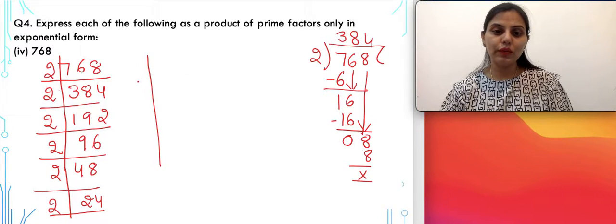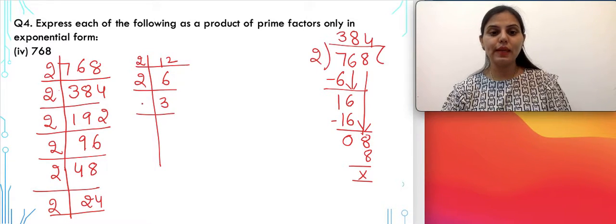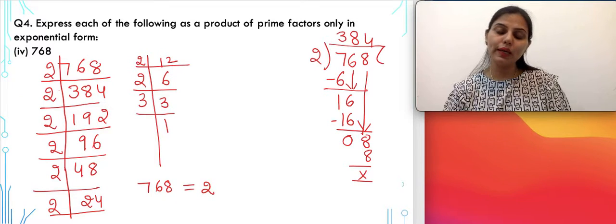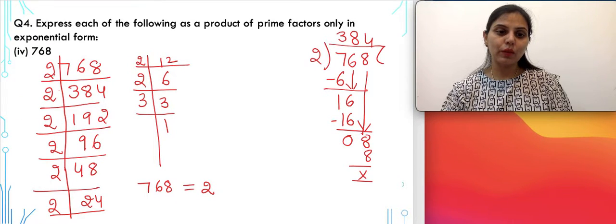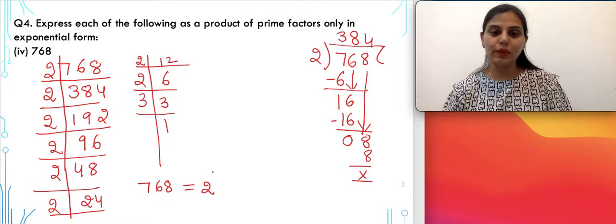Again, when we solve it, we'll get 2 12s are 24, 2 6s are 12, 2 3s are 6, and the last one will be 3 1s are 3. So for writing the prime factorization of 768, let's count how many times 2 is coming. 1 2 3 4 5 6 7 8. So it can be written as 2 raised to the power 8 multiplied by 3.